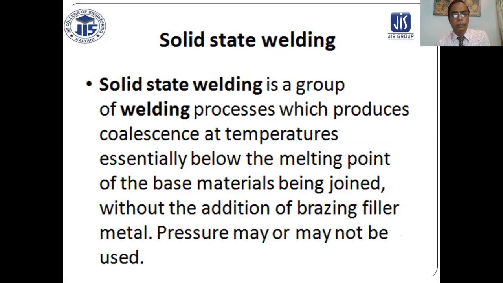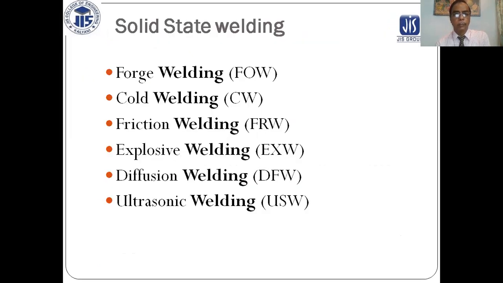Solid state welding. Solid state welding is a group of welding processes which produce coalescence at temperatures essentially below the melting point of the base material being joined, without the addition of brazing filler metal. Pressure may or may not be used. Solid state welding includes forge welding, cold welding, friction welding, explosive welding, diffusion welding, and ultrasonic welding.